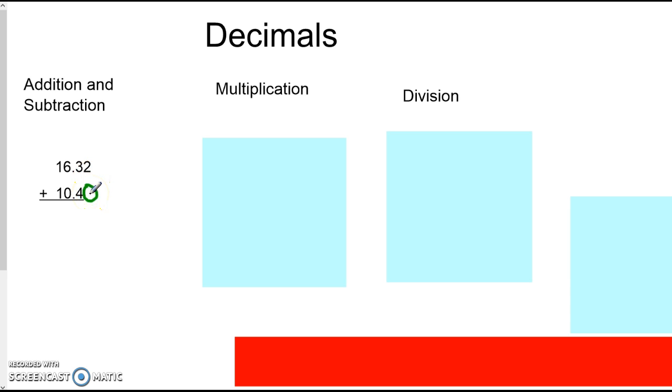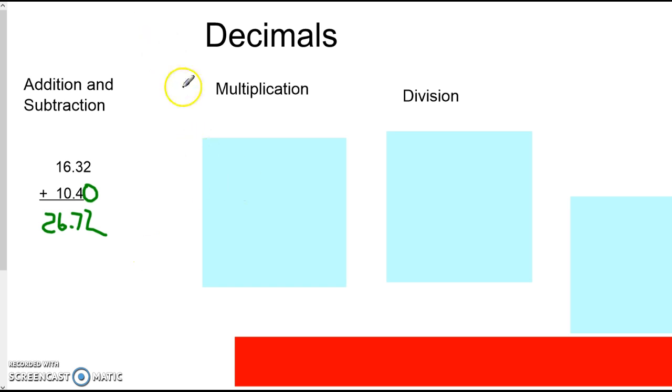If a number is missing on the top or bottom, remember just to fill it in and that'll help you out. Then from here, you just simply add or subtract as normal. Bring your decimal straight down. You don't have to do anything else with it. And once you've added everything in, you'll get an answer, something like that.